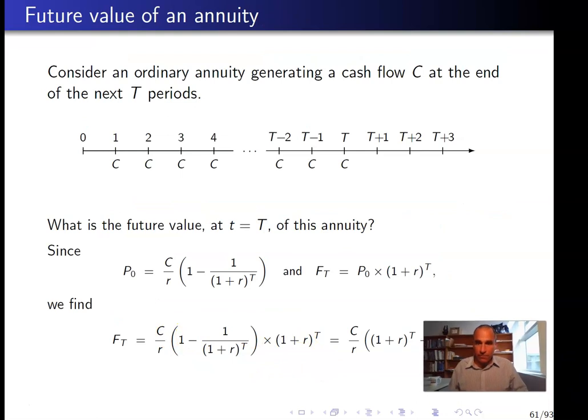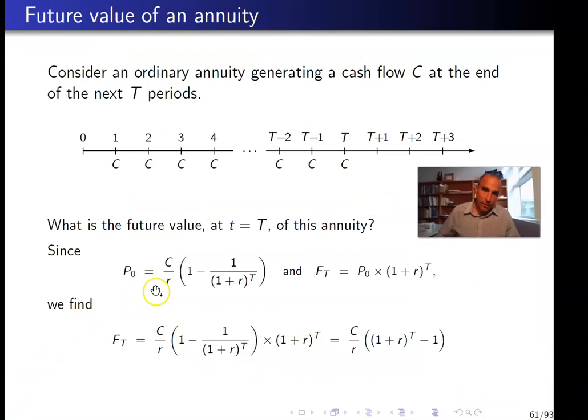What is the future value? Well, if we remember the equation for the present value, the future value is the present value compounded over T periods. So present value is C over R times 1 minus 1 over 1 plus R to the power T. But future value is present value multiplied by 1 plus R compounded over T periods. So we can simplify this equation. The future value happens to be C divided by R times 1 plus R to the power T minus 1.